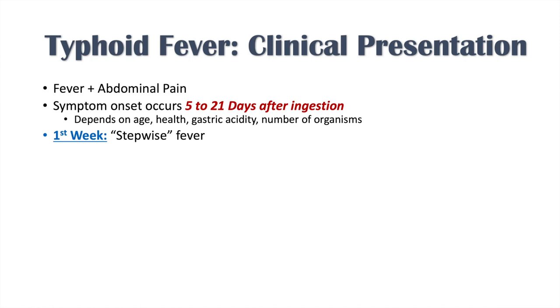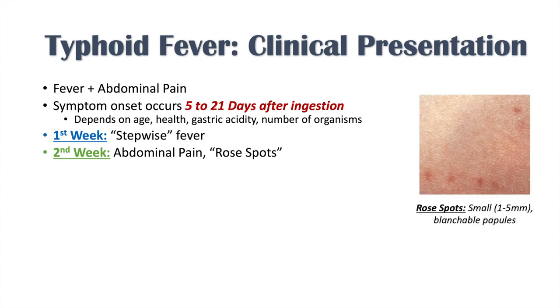Stepwise fever is called that because we see a gradual step-like increase in fever. So you'll see a temperature bump up to a higher level and plateau, and then it'll bump up to another higher level and plateau at that. So that's why we call it stepwise. In the second week of infection, this is when we see abdominal pain. And we also see what we call rose spots. Rose spots are small, usually 1 to 5 millimeters in size, blanchable papules. So you're going to see these on the skin of an infected individual. They're blanchable, so that means that if you push on them, they will disappear, but then will reappear. So those are what we call rose spots.